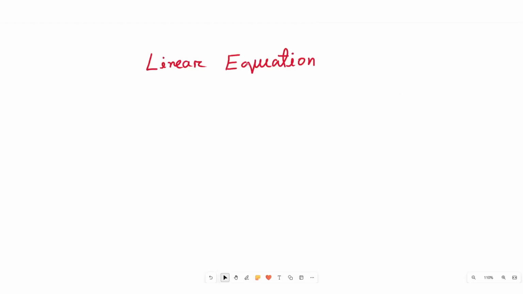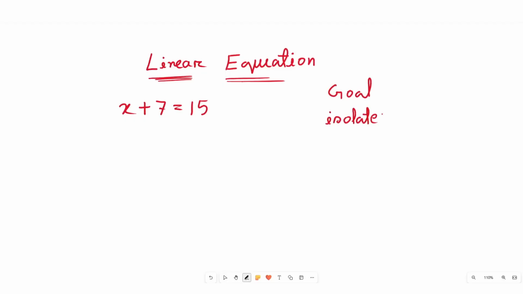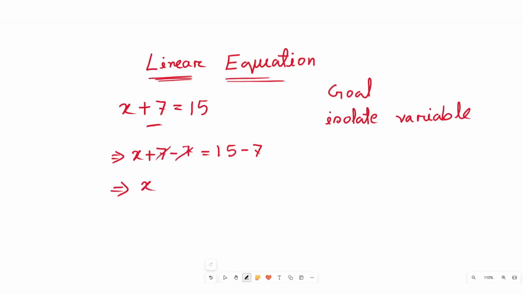That's it. Now let's learn about linear equations. Always remember that a linear equation has one variable raised to the first power. Our goal is always to isolate the variable. As you can see on the screen, an equation. And if we try to solve this one, first we have to subtract 7 from both sides to isolate our variable. So let's do it. Subtract 7 from both sides. And that's it. We'll get our answer.